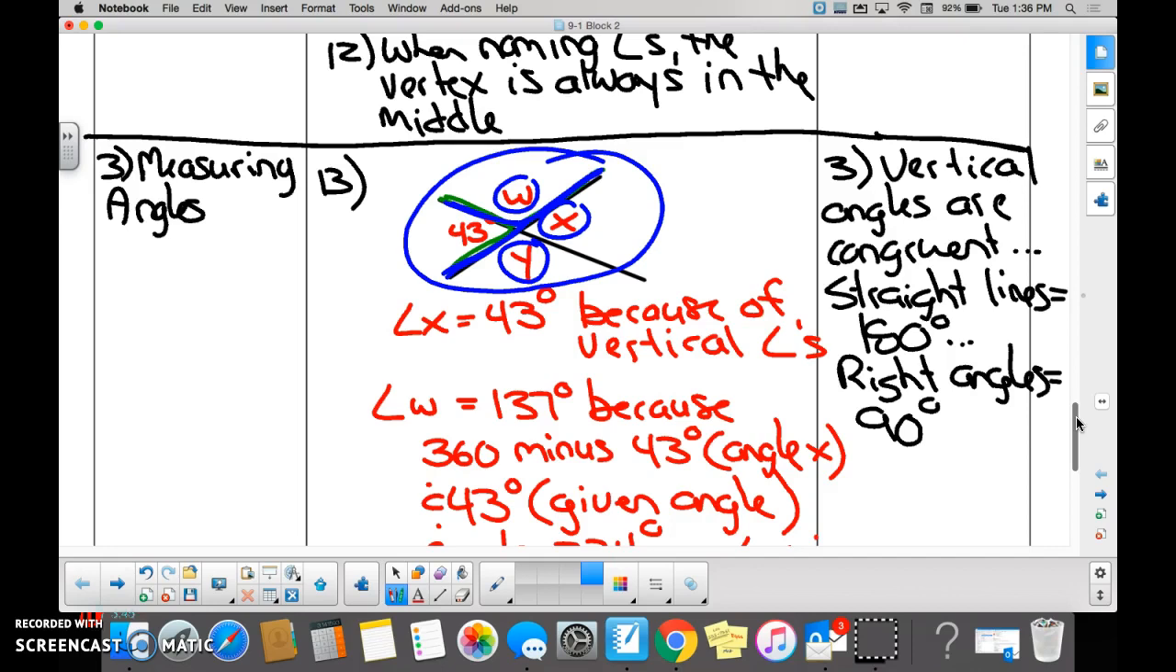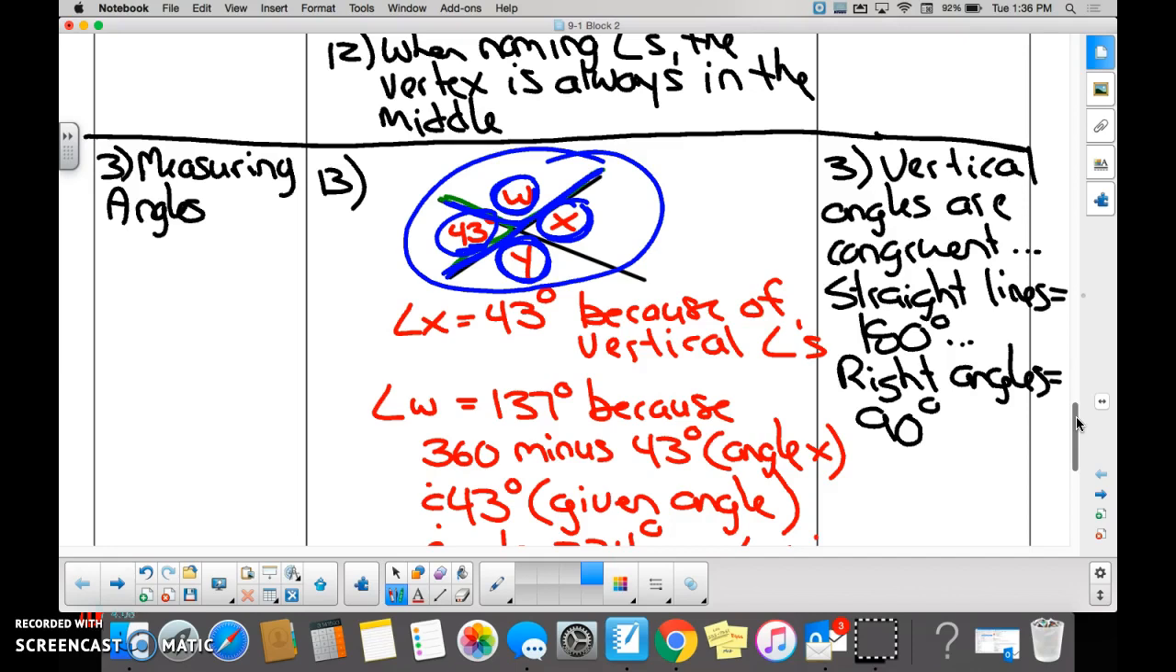What X is? Why do you know what X is? Because it's congruent to the number that we do know. We do know that this is 43 and it's congruent. Why is X congruent to 43? Because it's vertical to 43. Because it's a vertical angle. Because these two angles, 43 and X, were formed by intersecting lines, right? So if those two are vertical angles, would W and Y be vertical angles? Yes, they would be, right?